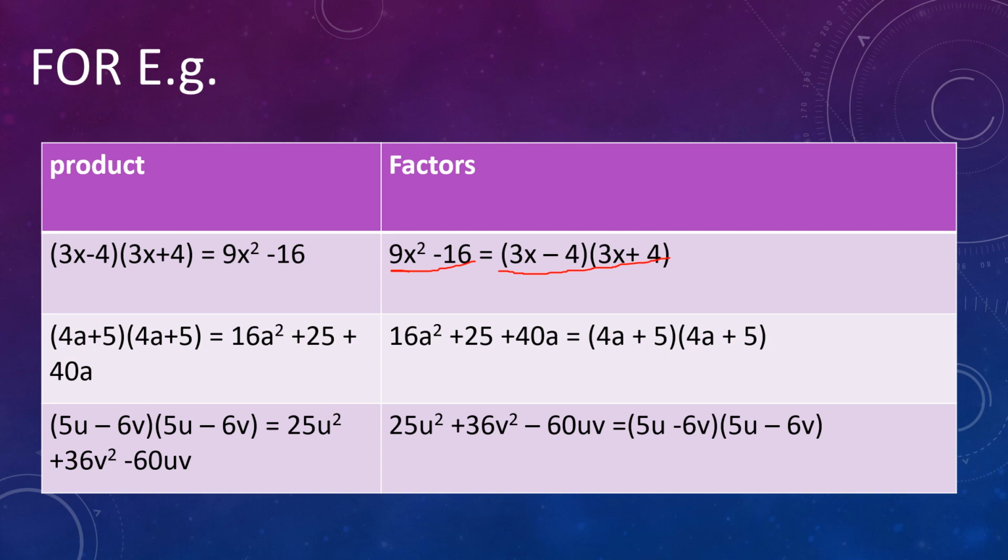Another example that I have taken up, 4a plus 5, 4a plus 5 multiplied. The product comes 16a square plus 25 plus 40a. Now if I ask you to factorize 16a square plus 25 plus 40a, the factors are 4a plus 5 into 4a plus 5. So through the table you can easily see that factorization is the reverse process of multiplication.